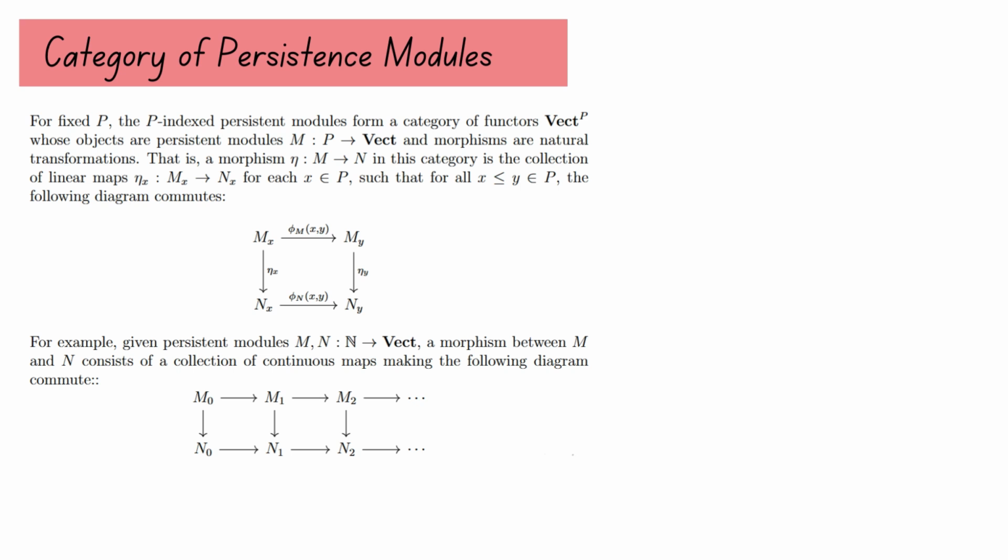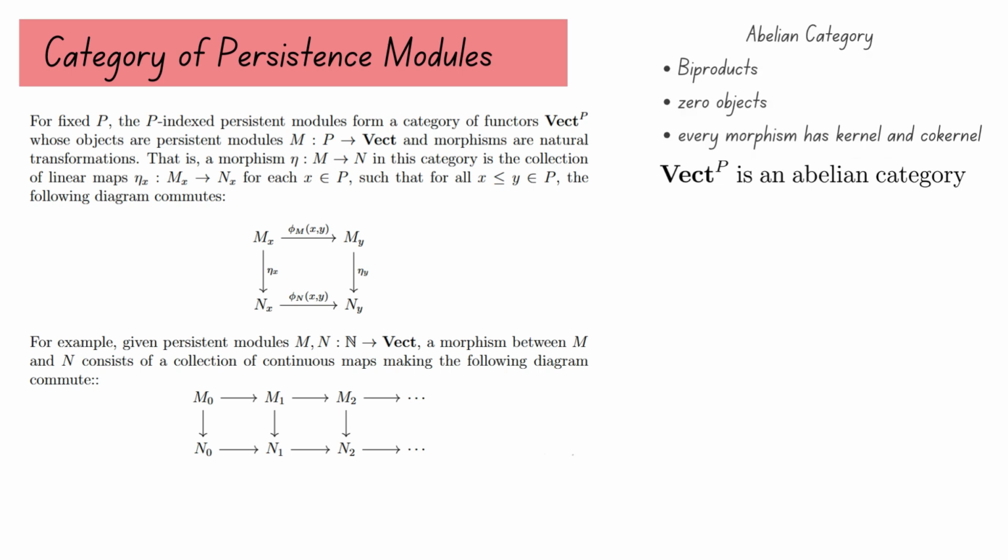So for example, we can see these P-index persistent modules, and the morphism between them is given by this commutative diagram. So the category of persistent modules is actually an abelian category. I will not define formally what an abelian category is, but an abelian category has biproducts, has zero objects, and every morphism in an abelian category has kernels and cokernels.